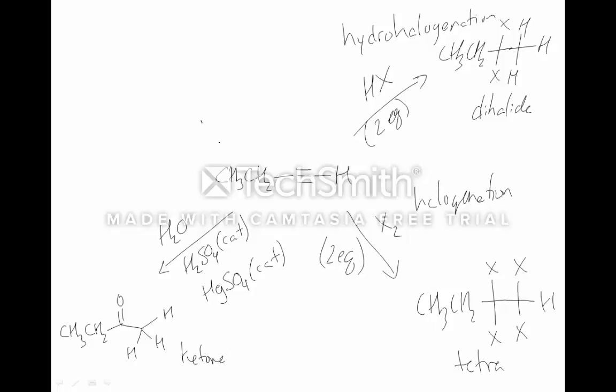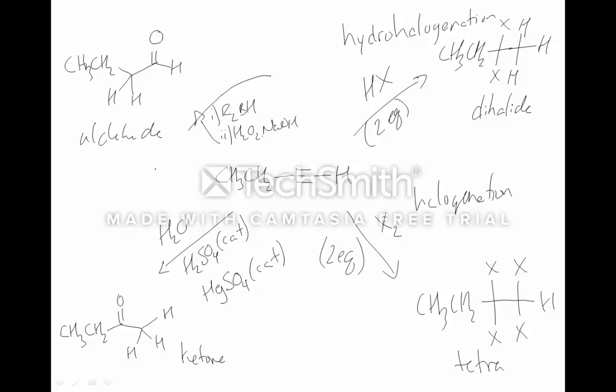And then lastly, you can do hydroboration, oxidation, H2O2, NaOH. Okay, that's a boron there, R2BH. Now you get an aldehyde. So we're going to see some of the same rules about regioselectivity, anti-Markovnikov, all that kind of stuff. Okay, we get an aldehyde. So we're going to see these two are connected, and they give opposite regioisomers, etc.